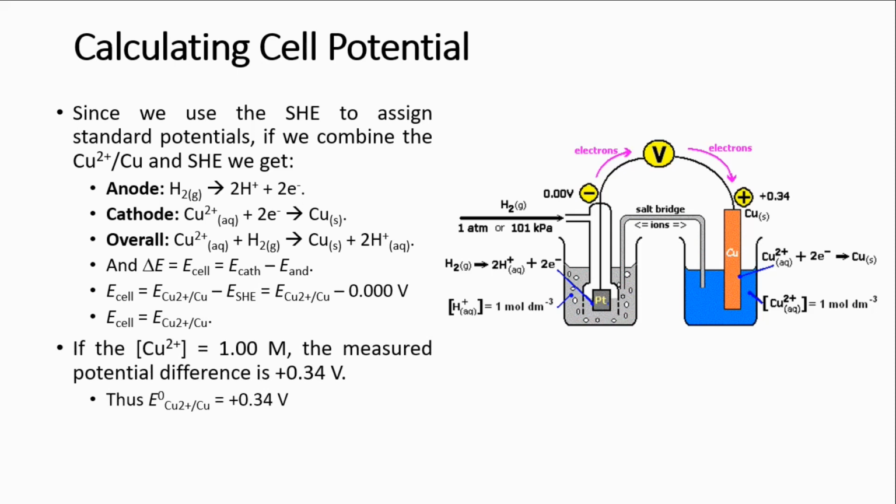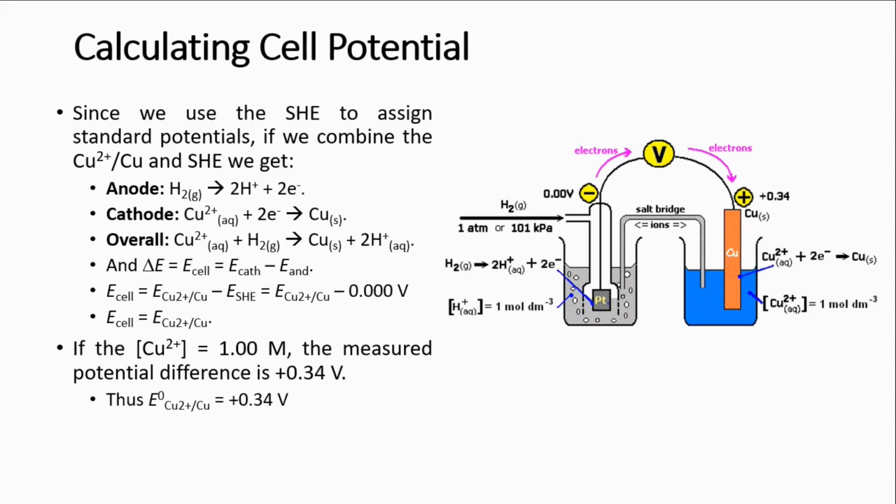Now, if the copper sulfate solution or the copper nitrate solution is 1 molar, the measured potential difference is plus 0.34 volts. Now, this is what we call the reduction potential. This is the standard reduction potential for copper, 0.34 volts. Why is it called the standard reduction potential?